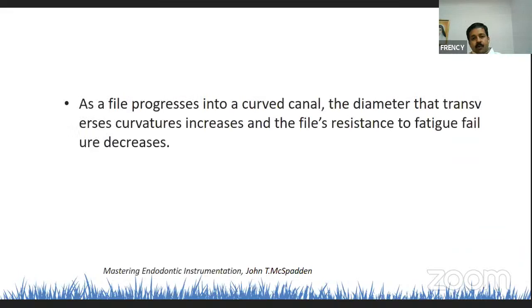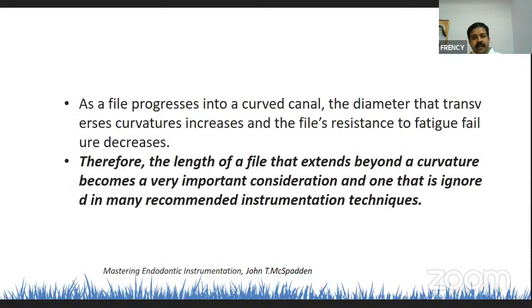So as the file progresses into a curved canal, the diameter that traverses the curvature increases and the file's resistance to fatigue failure decreases. So the length of the file that extends beyond a curvature is very important. That is why when you are instrumenting a long curvature or long root, you will get more resistance.